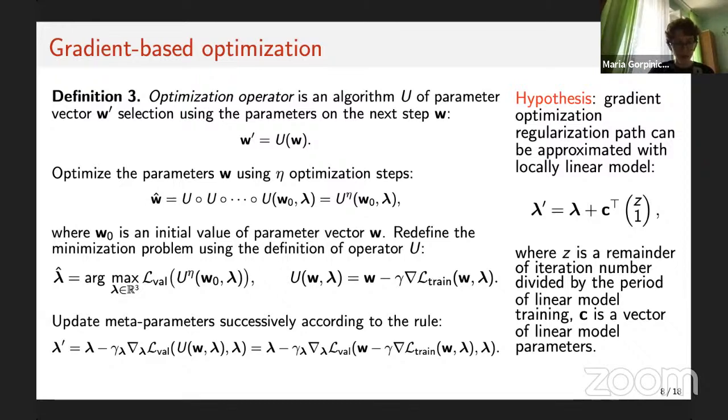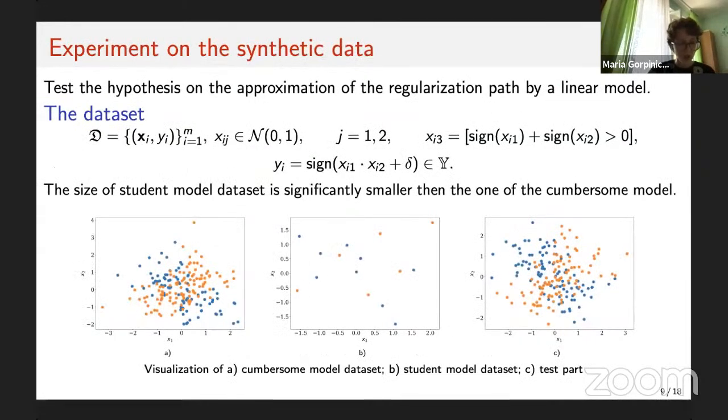We test the following hypothesis on the approximation of the gradient optimization regularization path with locally linear models. We conducted the computational experiment, whose purpose is to test the performance of the proposed distillation method and to analyze the resulting models and their match parameters. The method is evaluated using the Seyfarth dataset and the synthetic dataset.